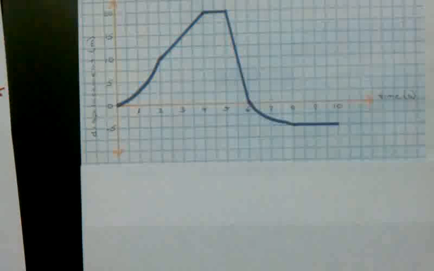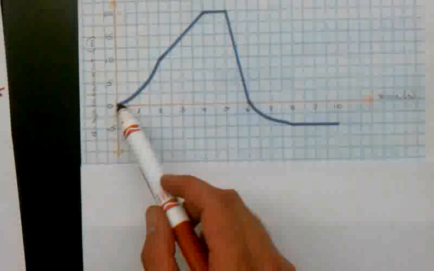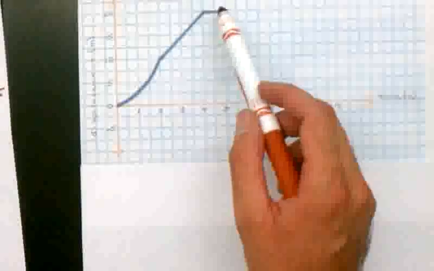In this problem, we're given a displacement time graph to analyze. This graph represents an elevator moving up and down an elevator shaft. At 0 seconds, it's at the ground level at 0. It goes up until it gets to 20 meters. It stays at 20 meters for a second. It comes back down to ground level, then goes into the basement, -5 meters or 5 meters below the ground level, and then stays there.